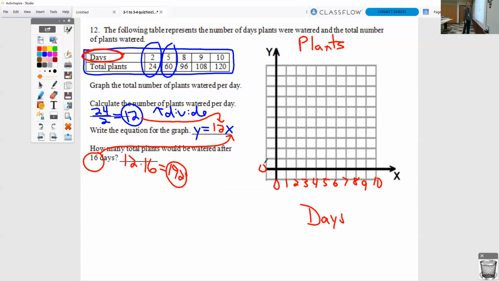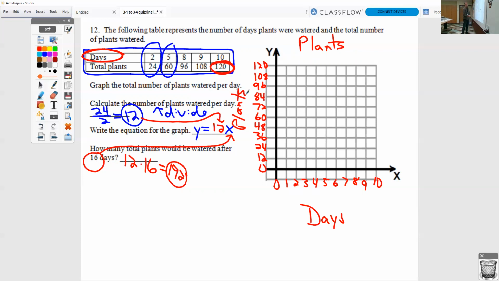Going up along the side, that's where you get your choice what you want to count by. 120 is our biggest number. Could we count by 20s going up along the side? Sure. Could we count by 25s? Sure. Could we count by 30s? Sure. I'm going to make my life as easy as possible and count by the rate going up along the side. So I'm going to count by 12s. 12, 24, 36, 48, 60, 72, 84, 96, 108, and 120. I need my label. This is the number of plants.